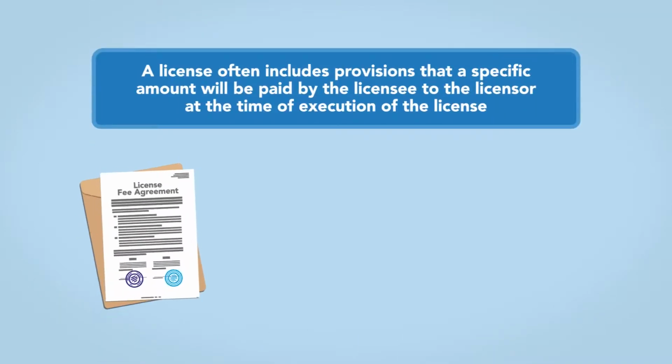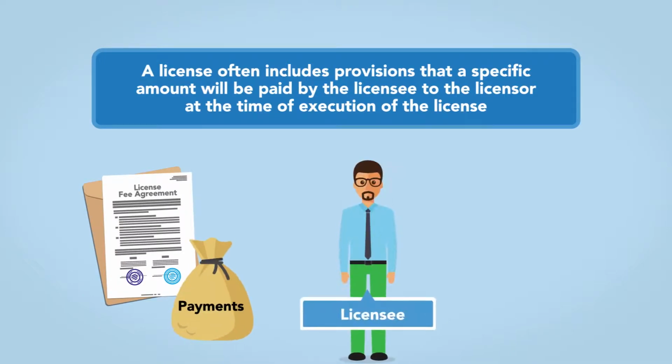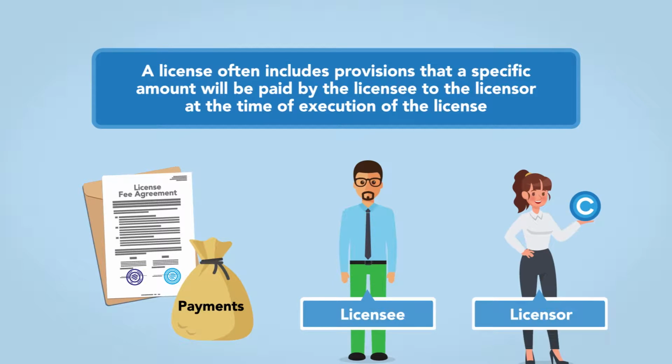For example, a license often includes provisions that a specific amount will be paid by the licensee to the licensor at the time of execution of the license.